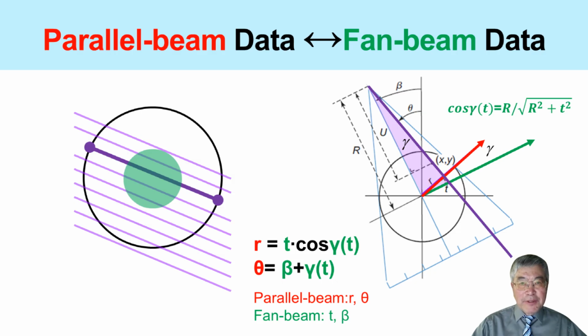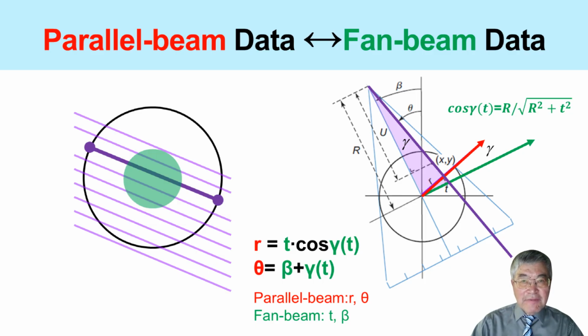In parallel beam geometry, we describe a ray using two variables, the detector position r and the projection angle theta. In fan beam geometry, we describe the same ray using another pair of variables, detector position t and the source angle beta. So the same ray can be indexed in two different coordinate systems. The formulas on the right show how to convert between these two descriptions. The details may look technical, but the main idea is simple. Parallel beam data and fan beam data contain the same line integral information. They are just organized differently.